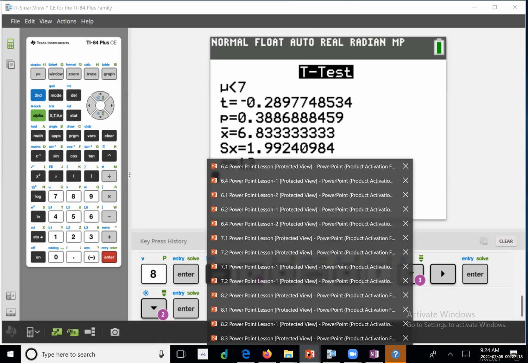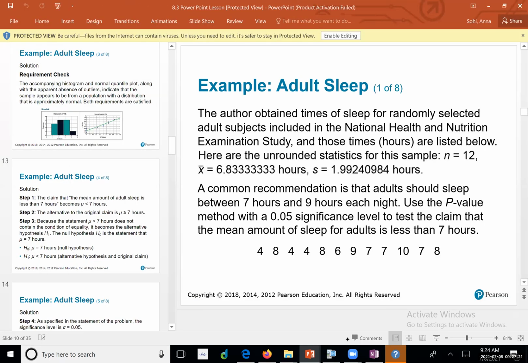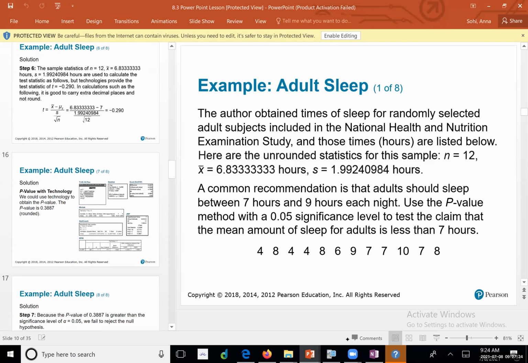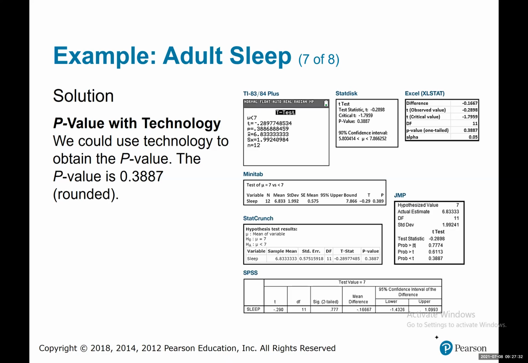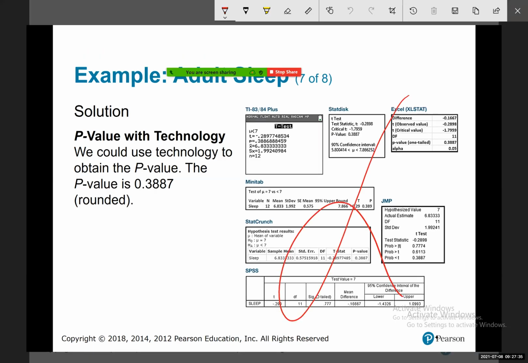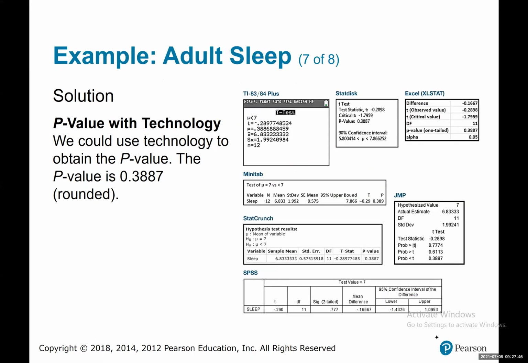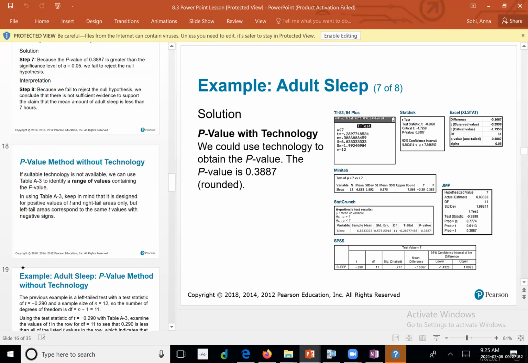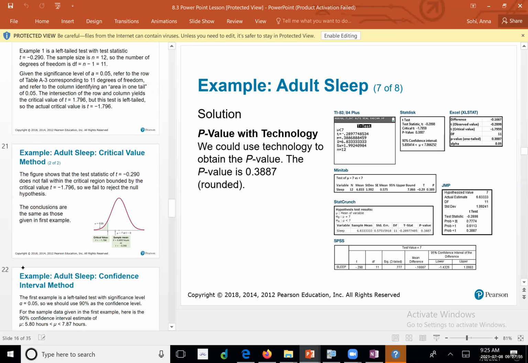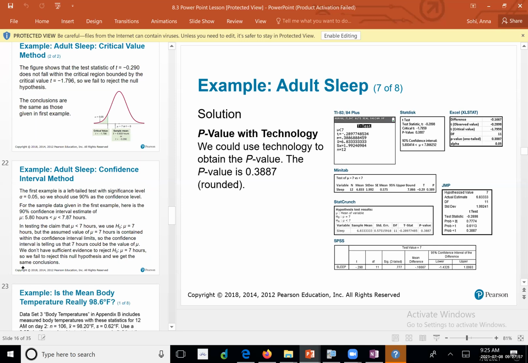Let's go to another example. So they use the TI-83/84 calculator. No matter what device we use, with the TI-83/84 we get the same p-value as we found. So let's do another example. Let's go to the textbook.